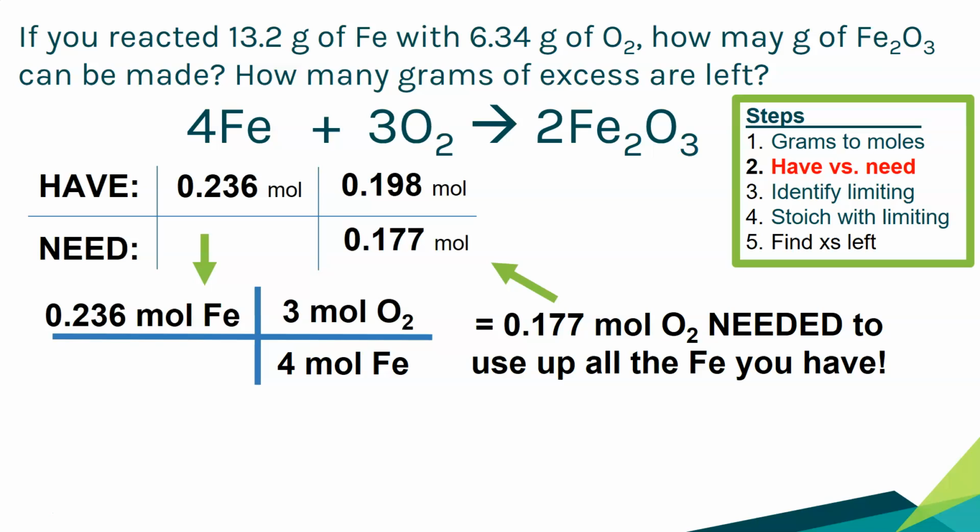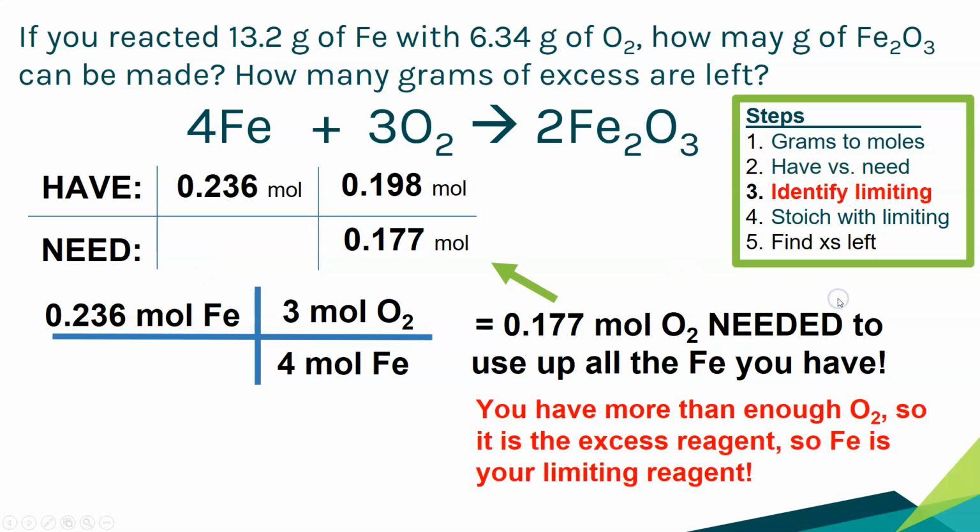Put that in my chart, and I should instantly notice I have more oxygen than I need to use up all this iron. So that tells me that oxygen is excess, so iron is limiting. Now I know that I need to do my stoichiometry with my iron. That's the number I'm going to do the problem with. Or you could come up here and start your stoichiometry with 13.2 grams. Doesn't matter.